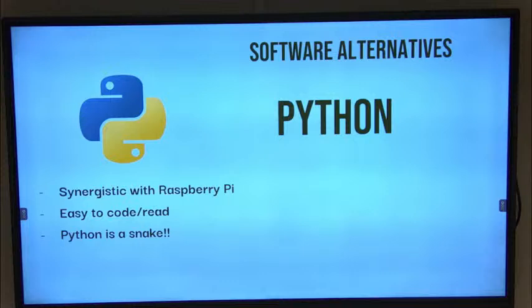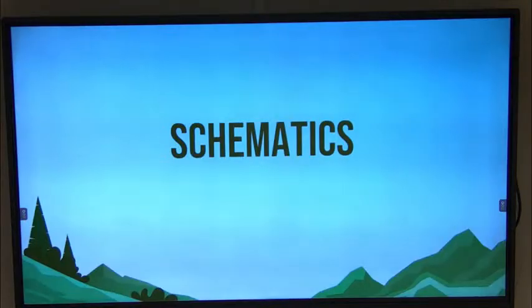Not only does it have great integration with the RPI, it's also very easy to code and read, which is very important because this is the first of its kind, and we want it to be replicated across the island. But Python is a type of snake, so there was no way for us to not use it. I'll pass it on to Orlando again for the system schematics.